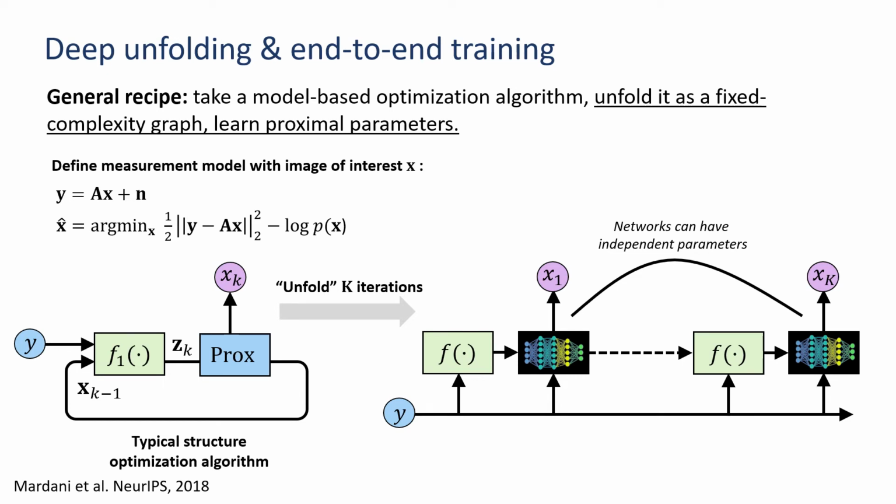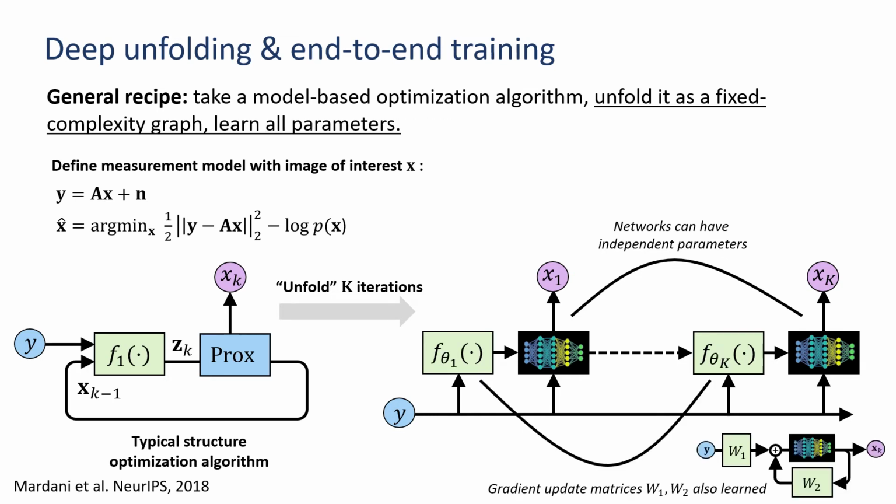And now you can either choose to keep f fixed, so f being a function of the data consistency term, so it's a function of the measurement model, or you can also learn that to accelerate the optimization across these unfolds. So you can also choose to learn these gradient update matrices W1 and W2 jointly. And then we have this big network which follows the structure of the optimization algorithm on the left, but we train all the parameters, including the parameterized prox function, which is here a small neural network.